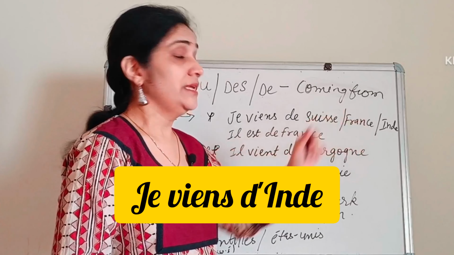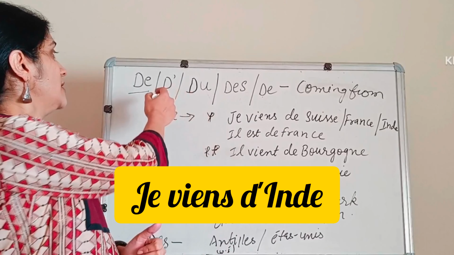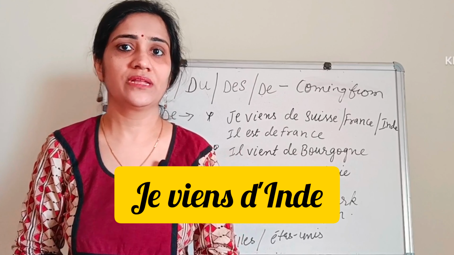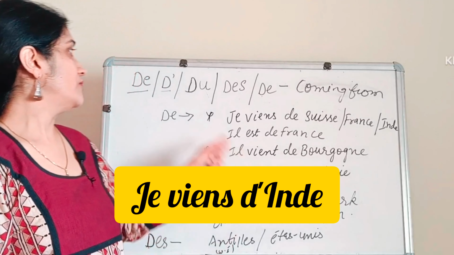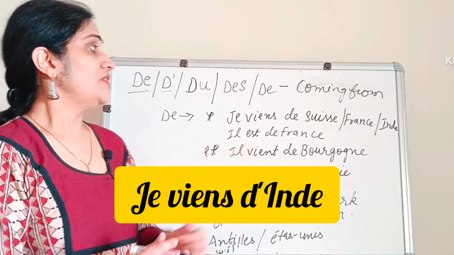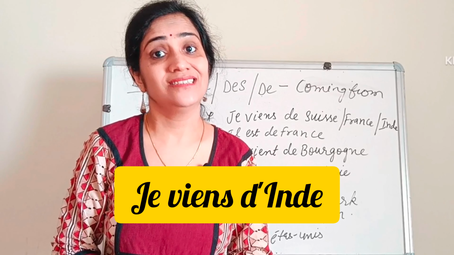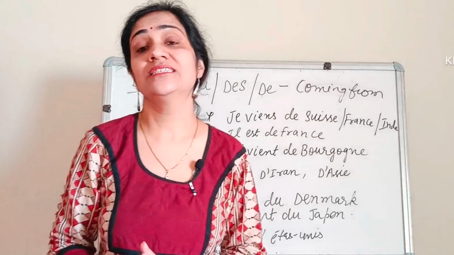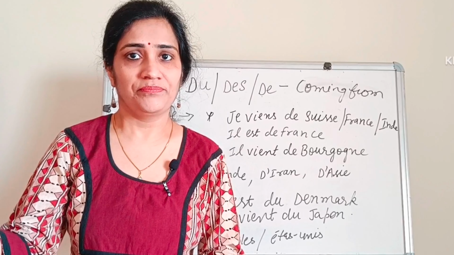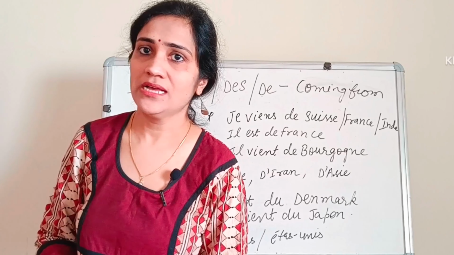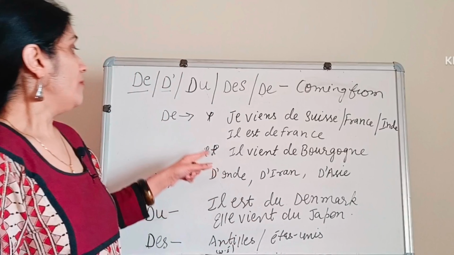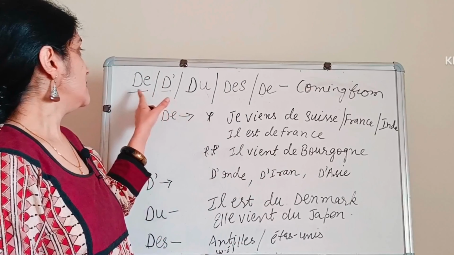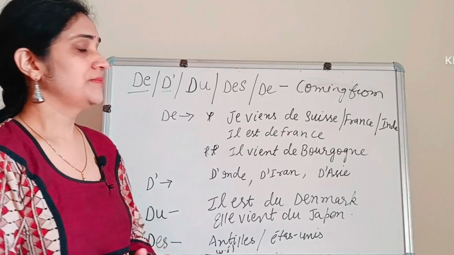India is beginning with a vowel. That's why we have to use d'apostrophe. We will discuss this preposition later on. India is feminine also. So that's why we have to use d'apostrophe. So, je viens de Suisse. Je viens de France. Je viens d'Inde. Now, if you have to say il est de France, he is from France, that means his country of origin is France, il est de France. So with the countries which are feminine in gender, you have to use de, referring to coming from or belong to.